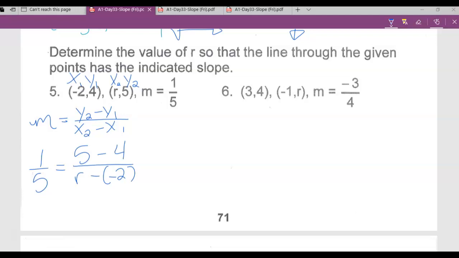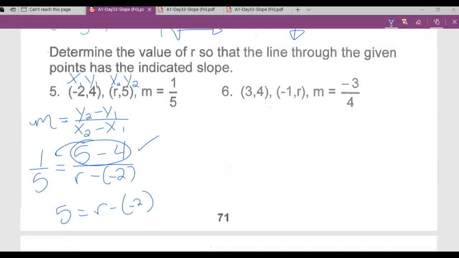Okay, so now, let's verify the math where we do have actual math that we can check. In the numerator, does 5 minus 4 indeed equal 1? Yes. That does equal this, so we're good there. So then what we need to do is solve the bottom part. What we have on the bottom basically is 5 is equal to r minus -2. So some number minus -2 will give me 5.